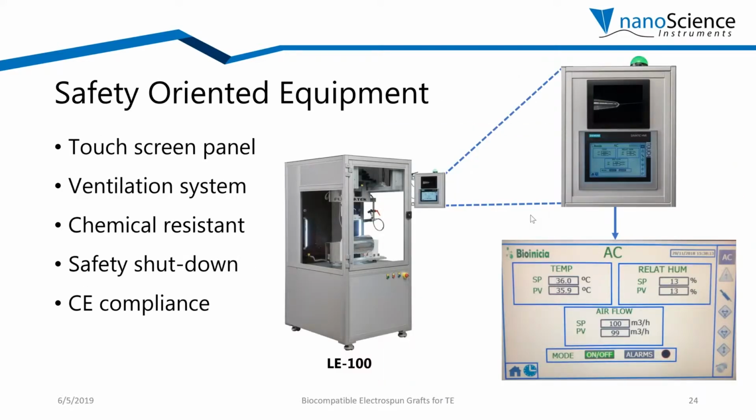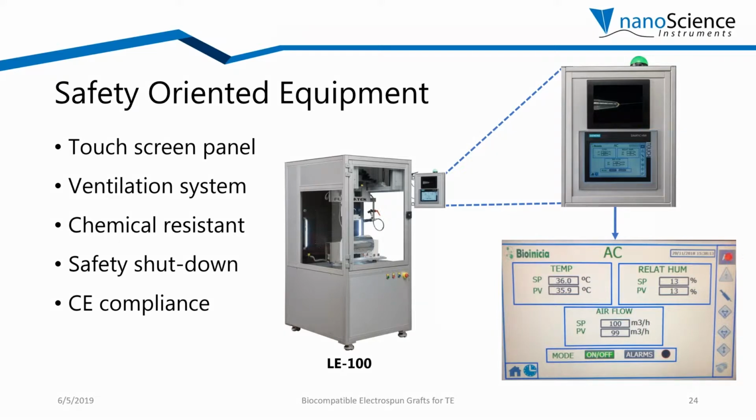This is our Fluidnatek, the LE100. In all of our units, the parameters are controlled from a touchscreen panel, preventing the user from being in contact with main components during sample development. For example, this image is showing a close-up on the tab that controls the temperature, relative humidity, and airflow inside the chamber.